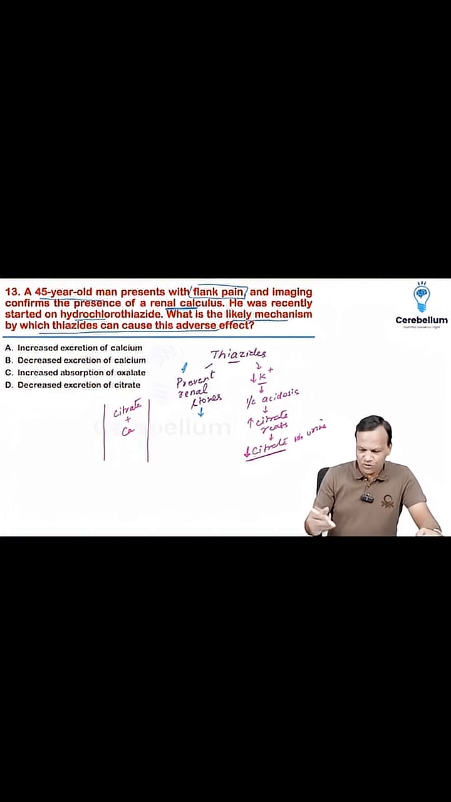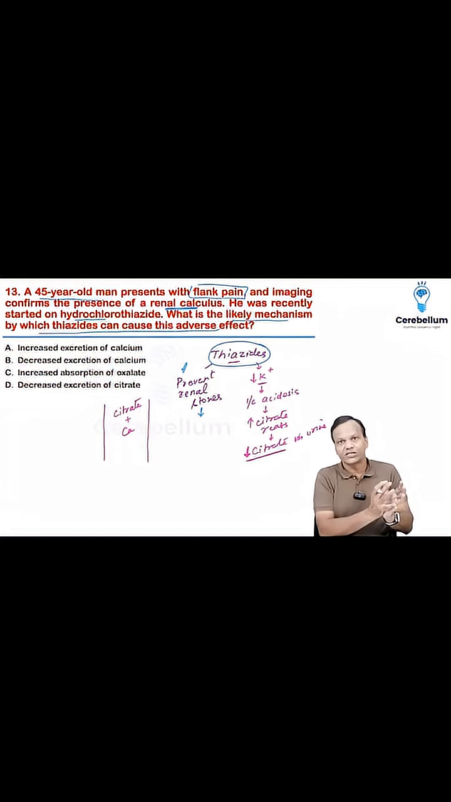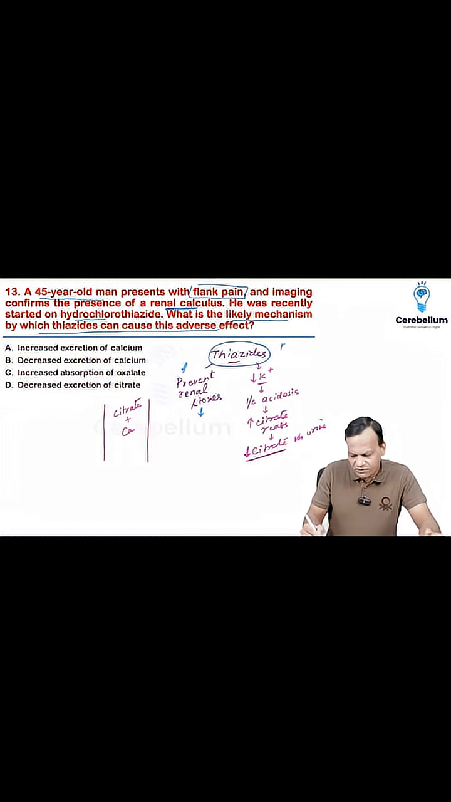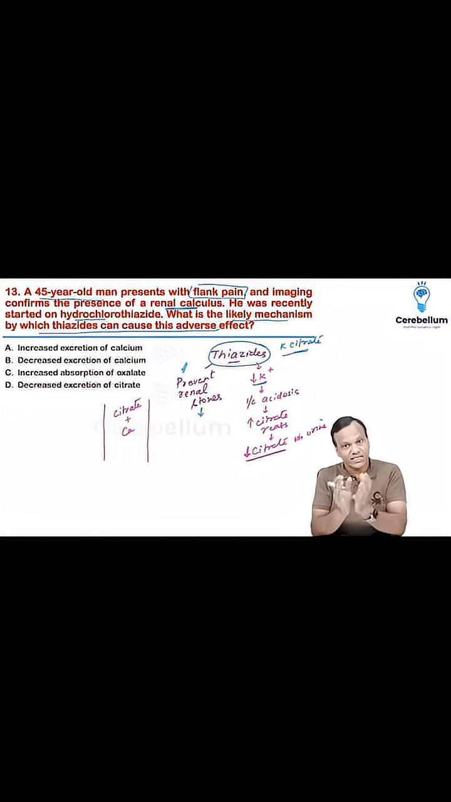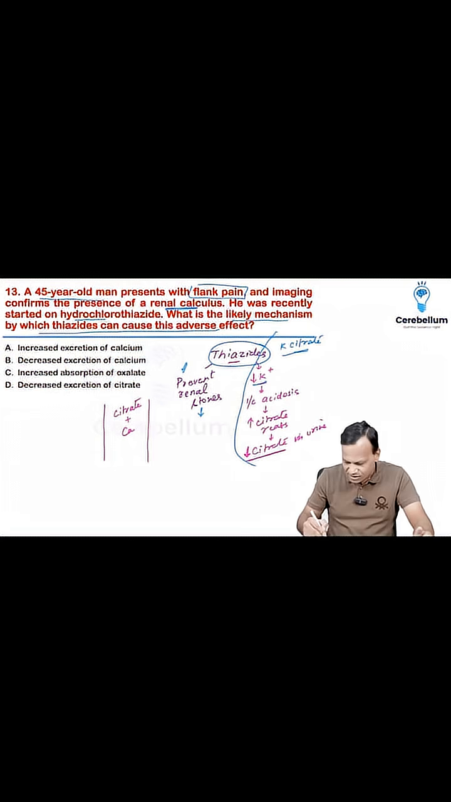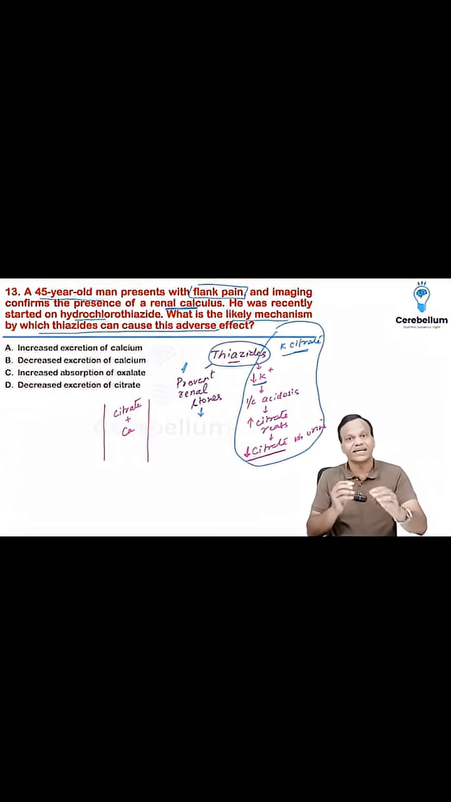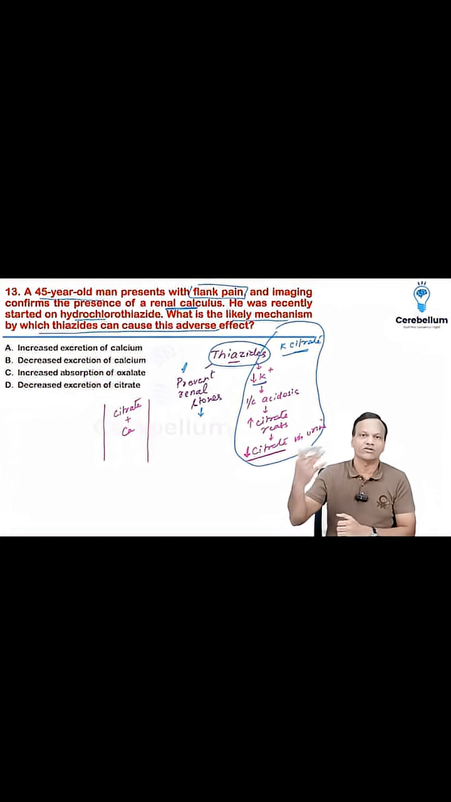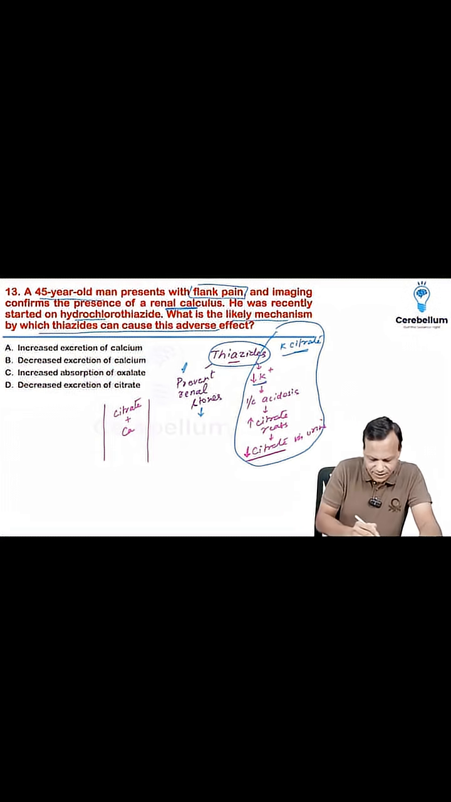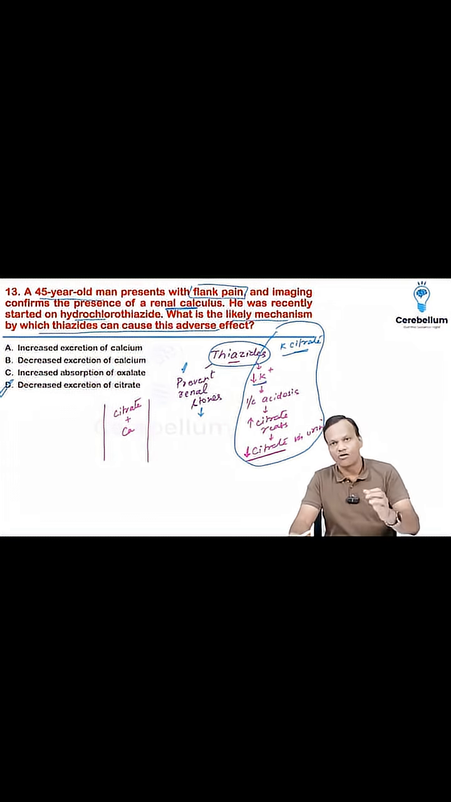That's why, whenever we use thiazides to prevent renal stones, we usually give them with potassium citrate. When we give it with potassium citrate, number one, hypokalemia will not occur. Second, we are giving citrate itself so that more can be excreted in the urine and it can bind calcium. Clear? So the examiner is asking this concept that citrate deficiency in the urine can cause stones. So the right answer here is decreased excretion of citrate.